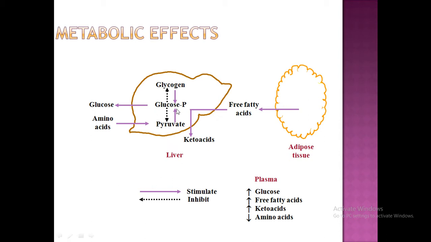So in the liver, glycogen is more and more converted into glucose phosphate, which is going to increase the blood glucose level, and from the adipose tissues, the free fatty acid level in the blood increases. In short, in the plasma there is increased blood glucose level, free fatty acids, keto acids, and decreased amino acids. Now I am going to discuss the details of these reactions.